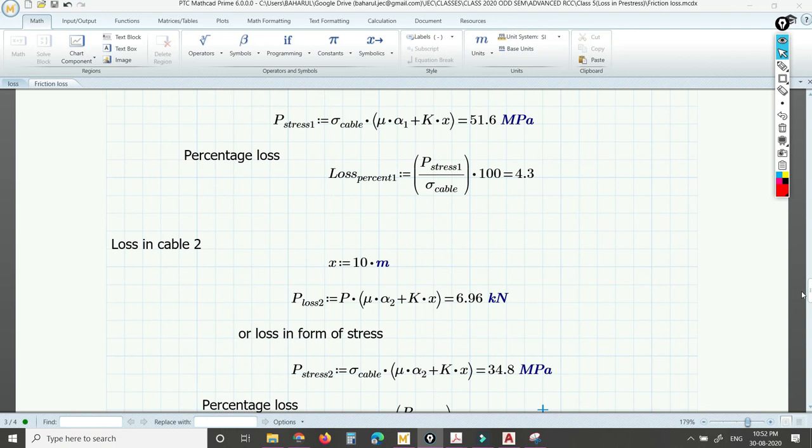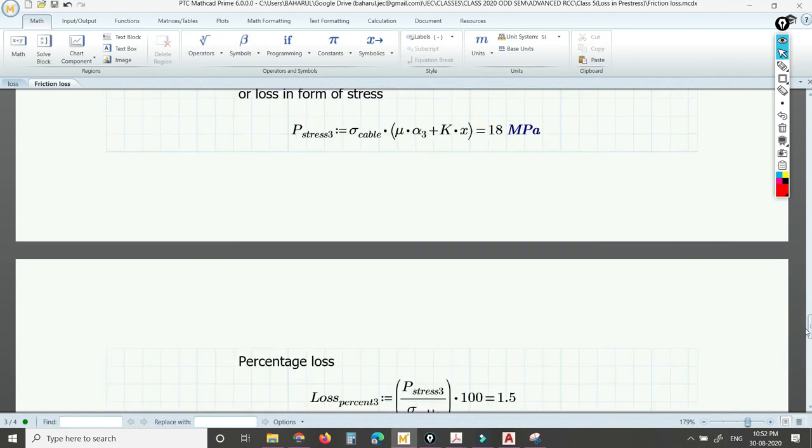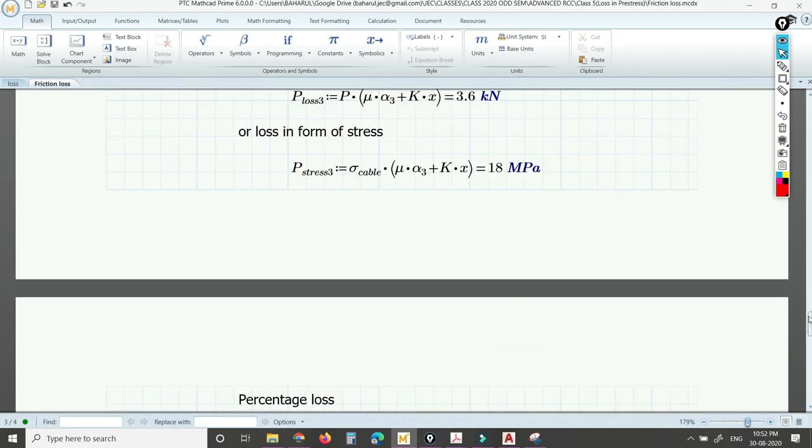This is how you can find the losses due to friction in post-tension pre-stress concrete. You already know that in pre-stress concrete which is pre-tension, you will not find this kind of losses. This kind of losses is only prominent in post-tension, when there is friction between the duct and the tendon. So with this, I would like to conclude today's class.